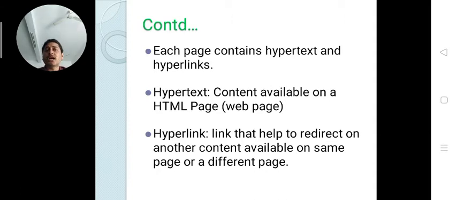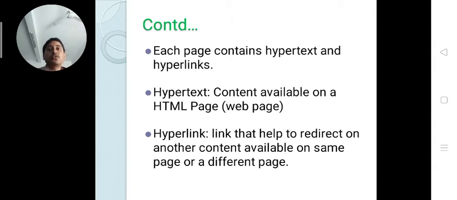Each page contains hypertext and hyperlinks. What is hypertext and what is hyperlink? Content available on an HTML page, a web page, is known as hypertext. That could be an image, a video, GIFs, animated images, plain text, or MP3. Anything that is available on that web page is known as hypertext.